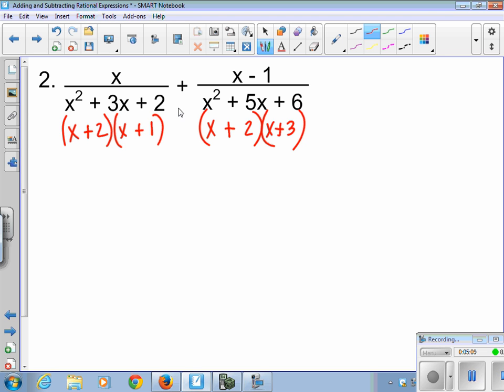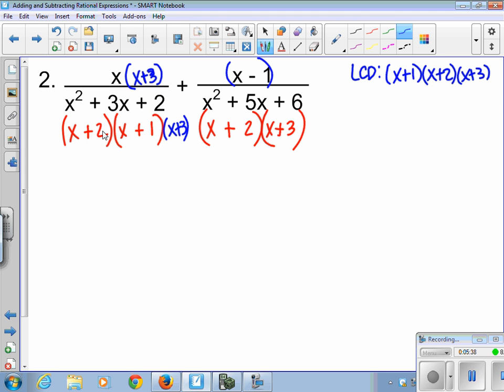So now, the three different factors, the least common denominator, the three different factors that each of those fractions needs: they each need an x plus 1, they each need an x plus 2, and they each need an x plus 3. So this first fraction already has an x plus 1 and an x plus 2. It needs an x plus 3 to have all three factors. Now I'm going to go ahead and group that. This one needs an x plus 1, so I'm going to add an x plus 1 to the top and bottom.